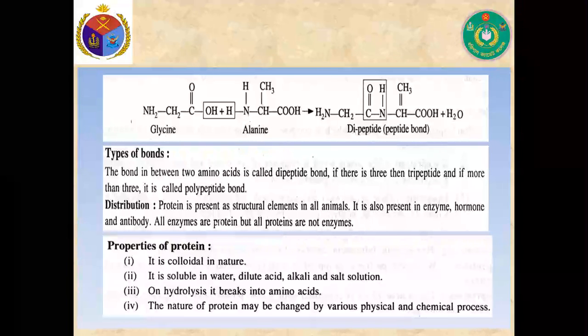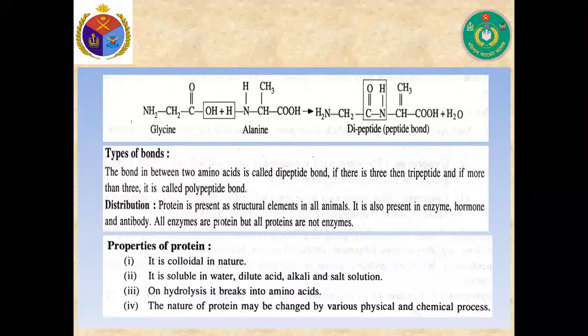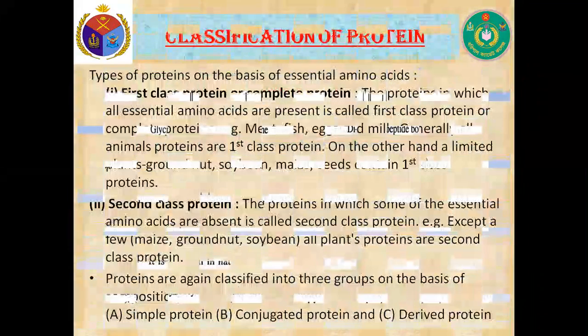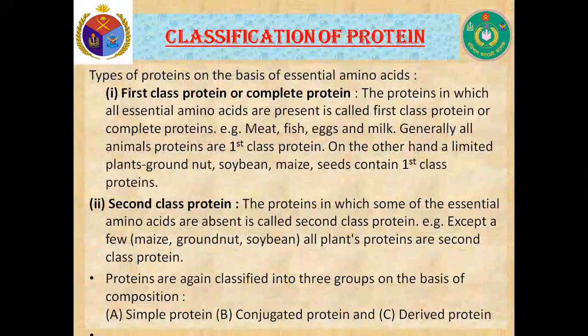Now, properties of protein. It is colloidal in nature. It is soluble in water, dilute acid, alkali, and salt solution. On hydrolysis, it breaks into amino acids. Number four, the nature of protein may be changed by various physical and chemical processes. Now, classification of protein.